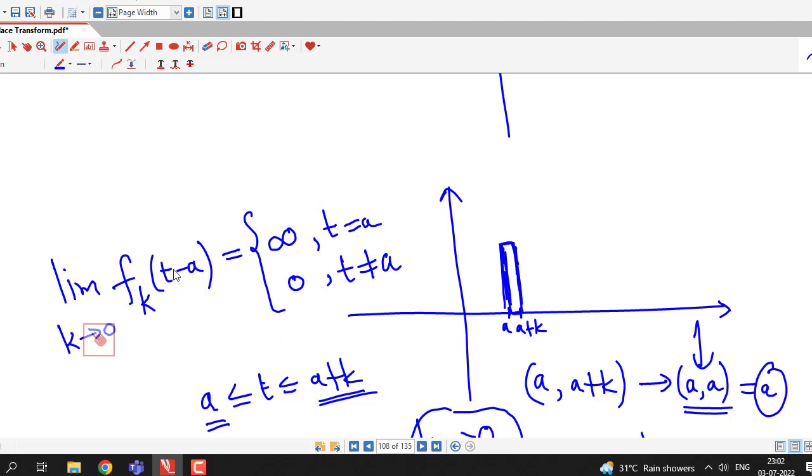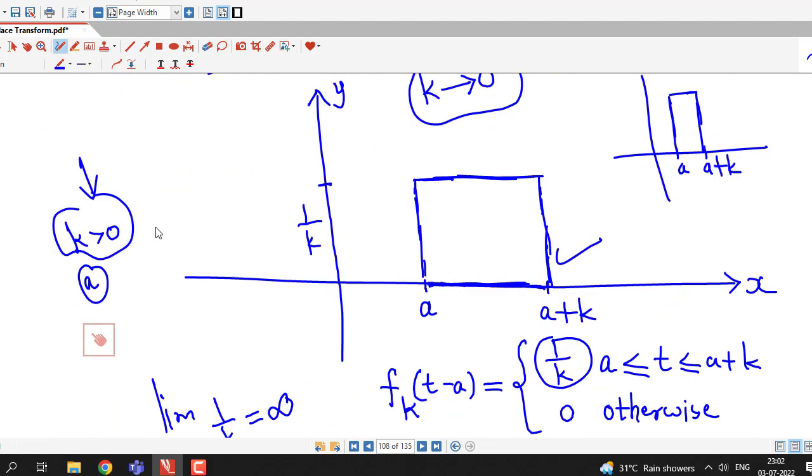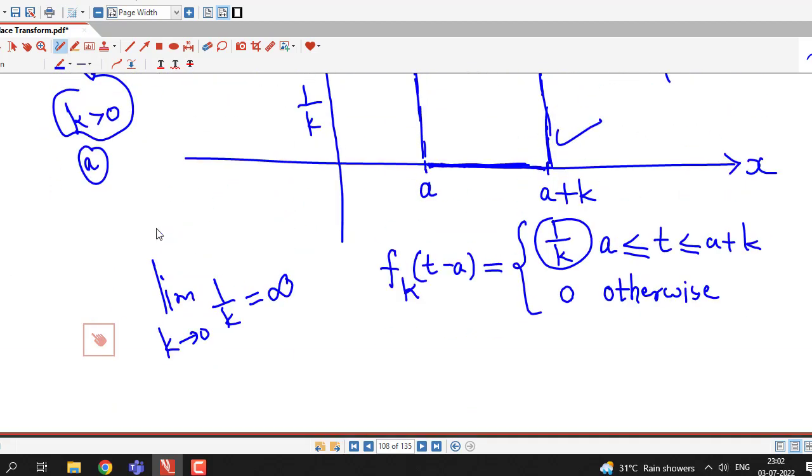So this function, which is defined as a limit of f suffix k of t minus a, is called Dirac delta function, and it is denoted by delta of t minus a. So remember, delta of t minus a is defined as the limit of the function which we have denoted by f suffix k of t minus a, and that function is defined as 1 by k in the interval a to a plus k and 0 otherwise.